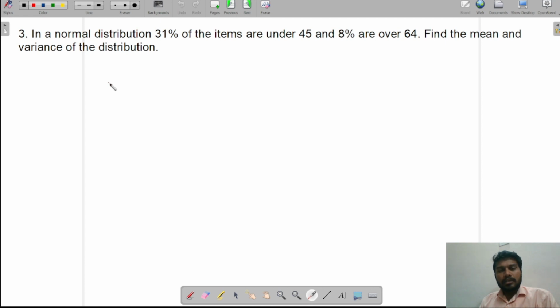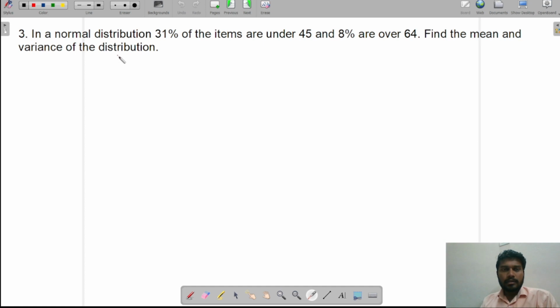Now, coming to the second type of question: given the area, we have to find the mean and variance of the distribution. See here what is given. In a normal distribution, 31% of the items are under 45 and 8% are over 64. Then find the mean and variance of the distribution.